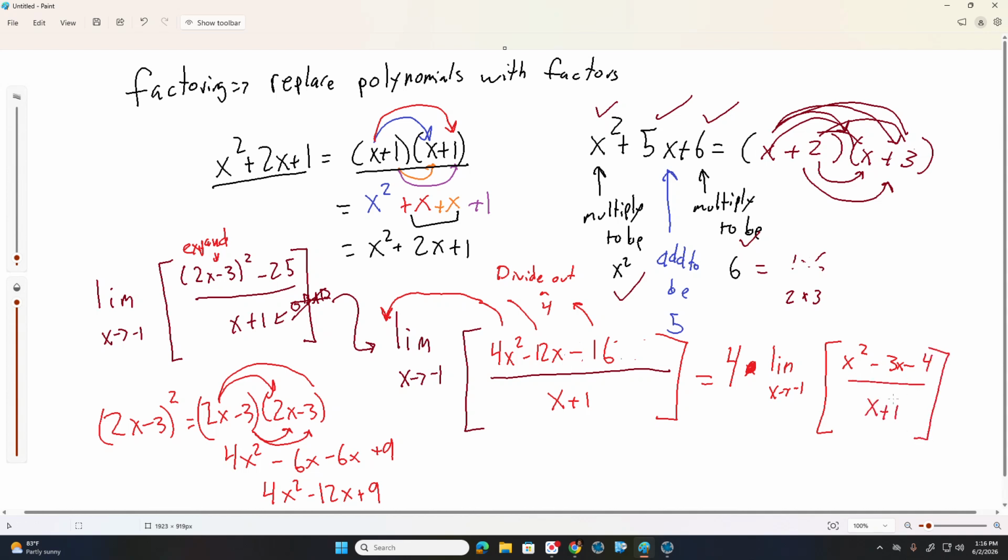Okay? So, what have I been able to do? I've been able to turn the original limit using our properties. I just expanded it out. I just divided out the 4. I managed to get this limit. So really, what I want to focus on is what this limit is.